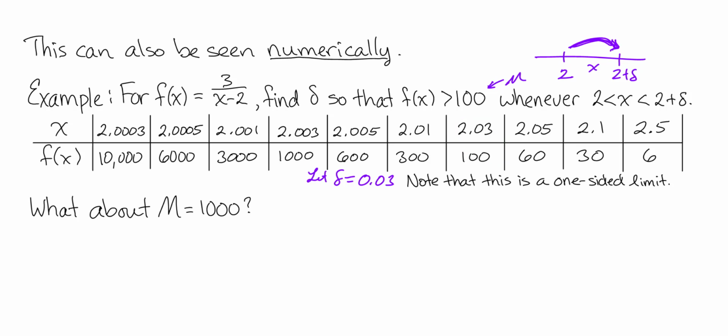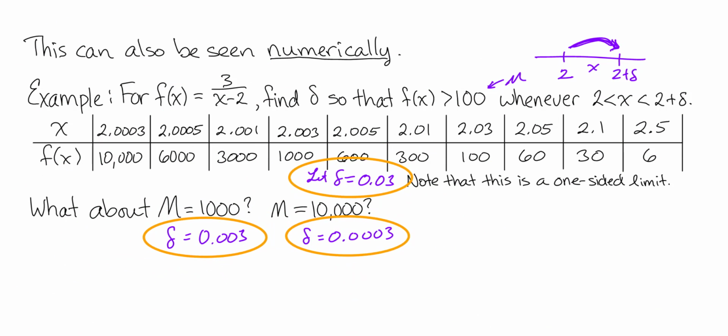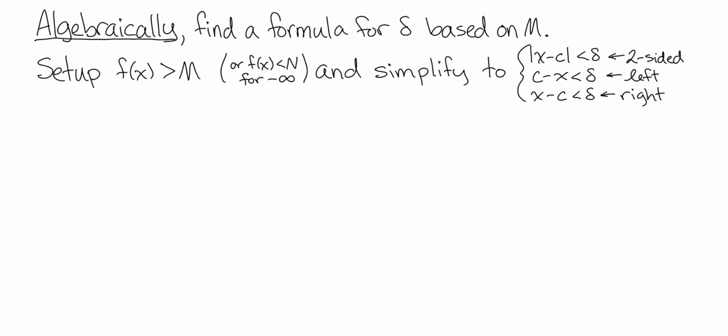What if m equals 1,000? Then we would have delta equal 0.003. What if m equals 10,000? Then we would have delta equal 0.0003. Starting to see a pattern? So far what we have done is found specific deltas to go with specific values for m. But how would we prove the limit is going to infinity?